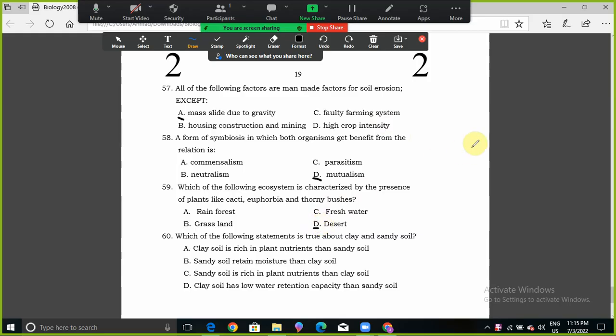Now question number 60. Which of the following statements is true about clay and sandy soil? Clay soil is richer in plant nutrients than sandy soil, or sandy soil retains moisture more than clay soil, or sandy soil is richer in plant nutrients than clay soil, or clay soil has lower water retention capacity than sandy soil. The correct one is clay soil is richer in plant nutrients than sandy soil, which is choice A. And this was the last answer, for question number 60, which is the last question in this biology model.